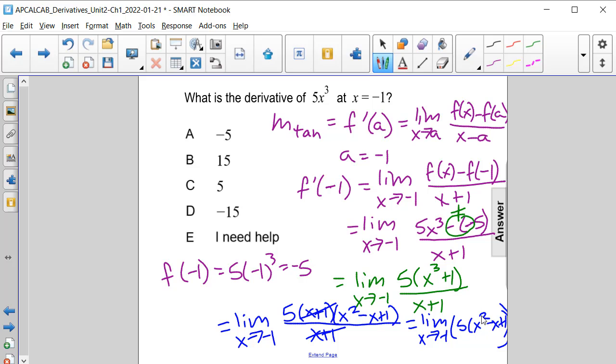-1 squared is 1. 1 plus 1 will be 2, plus another 1 will be 3, and then 3 times 5 is 15. So 15 is what f prime of -1 is, or answer choice B, positive 15.